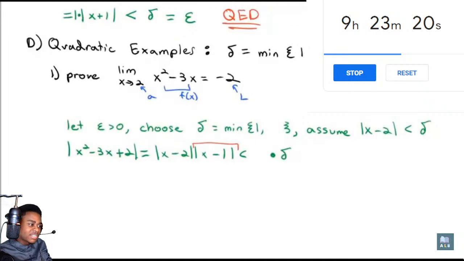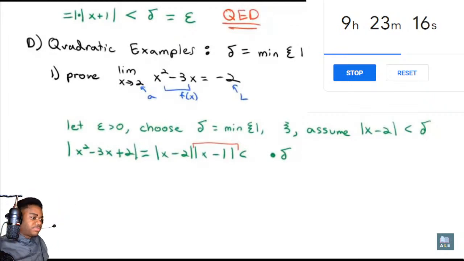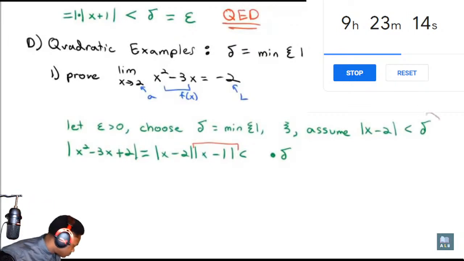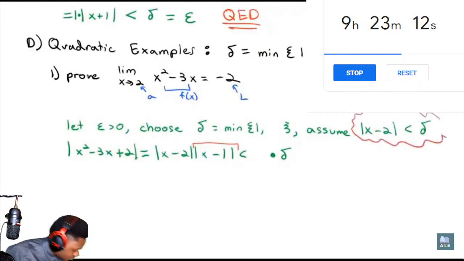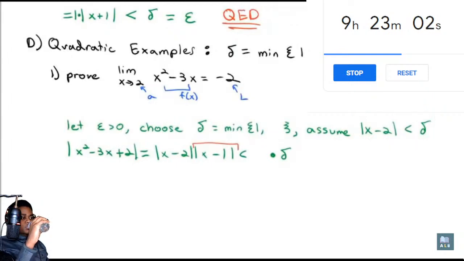This is where it's going to take a little creativeness. How we're going to get to that creativeness is we're going to play with the algebra on x minus 2 is less than delta, and the fact that we said delta is going to be at most 1. It's the minimum of 1 and something else. Let's see. We're going to play off to the side here. I guess I'll put it underneath.